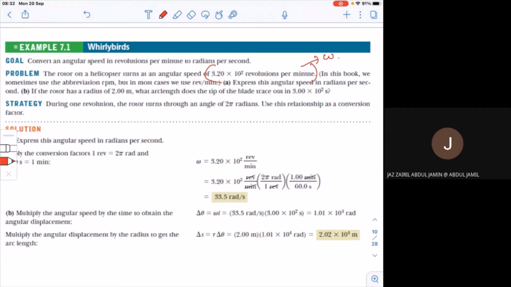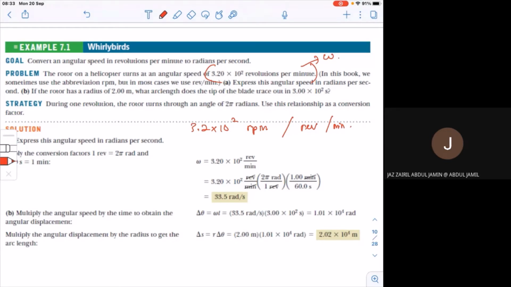Sometimes we use the abbreviation RPM, but in most cases we refer to it as rev per minute. Look at how they can write it. Maybe they can write it down as 3.2 times 10 to the power of 2 RPM, or rev per minute. It's the same thing, right? Revolutions per minute, or they can also write it as revolutions over minute.